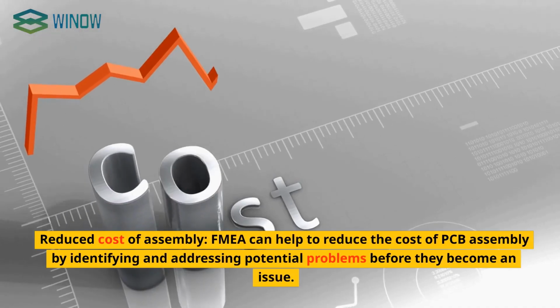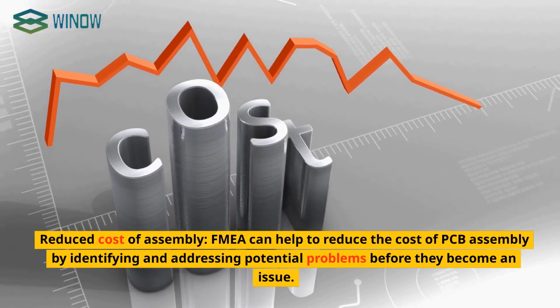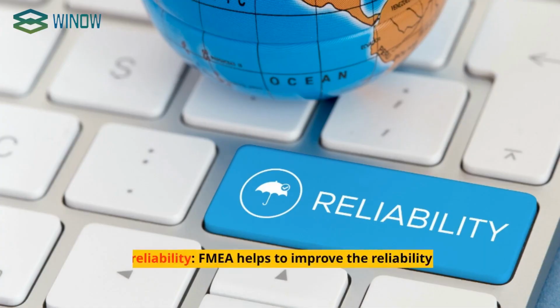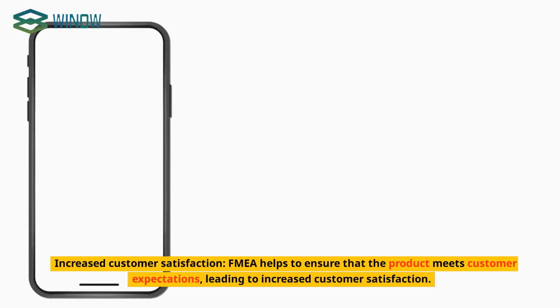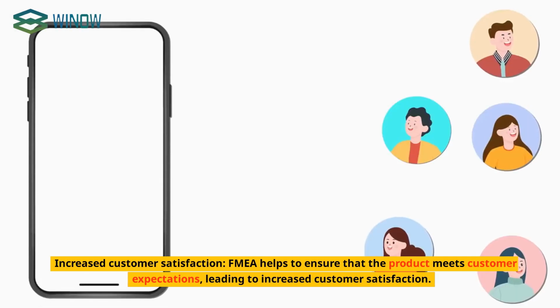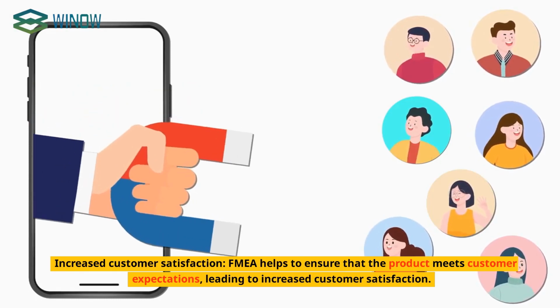FMEA can help to reduce the cost of PCB assembly by identifying and addressing potential problems before they become an issue. Improved reliability. FMEA helps to improve the reliability of the PCB assembly by identifying and addressing potential failures and risks. Increased customer satisfaction. FMEA helps to ensure that the product meets customer expectations, leading to increased customer satisfaction.